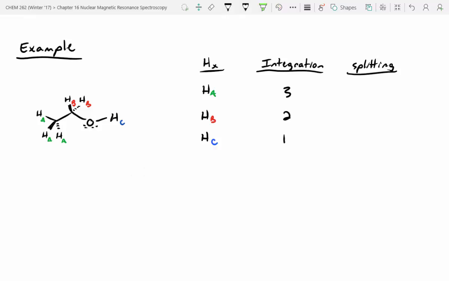All right, now let's do the splitting pattern. If we look at HA, how many 3-bond neighbors does it have? And most people got that pretty quick. It's got 2, which means it's going to be split as what? A triplet, exactly. So HA will have a relative integration size of 3, and it will be split as a triplet.